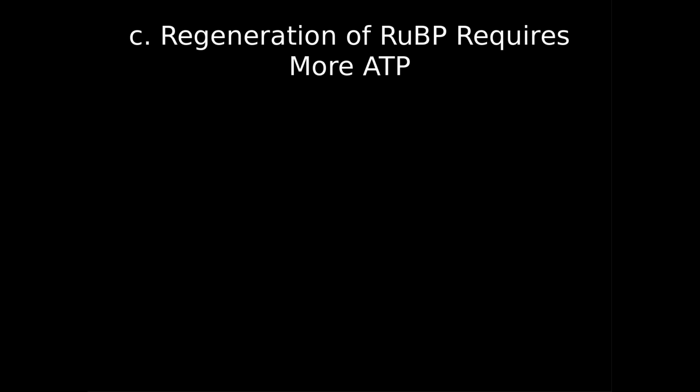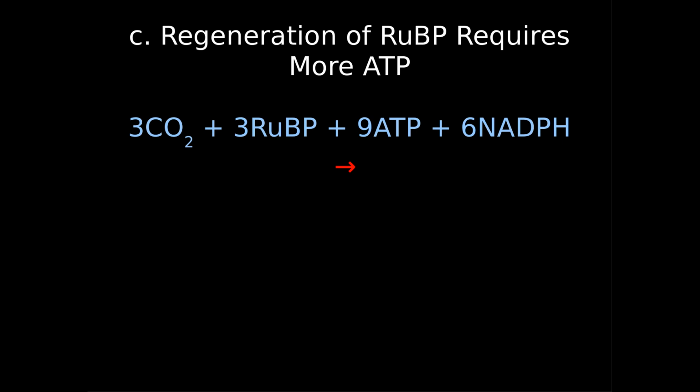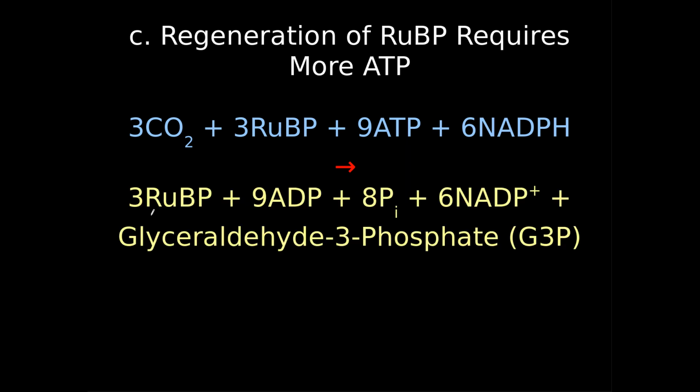This is what requires the ATP. It's not the actual carbon fixation that does it, not the step that Rubisco catalyzes. It is the step of regenerating all those products back to reactants again. It's going to require the ATP. So essentially what we have here is 3 carbon dioxide plus 3 ribulose bisphosphate plus 9 ATP and 6 NADPH is going to give you 3 ribulose bisphosphate again. So we've regenerated that by using up those 9 ATP and these 6 NADPH.